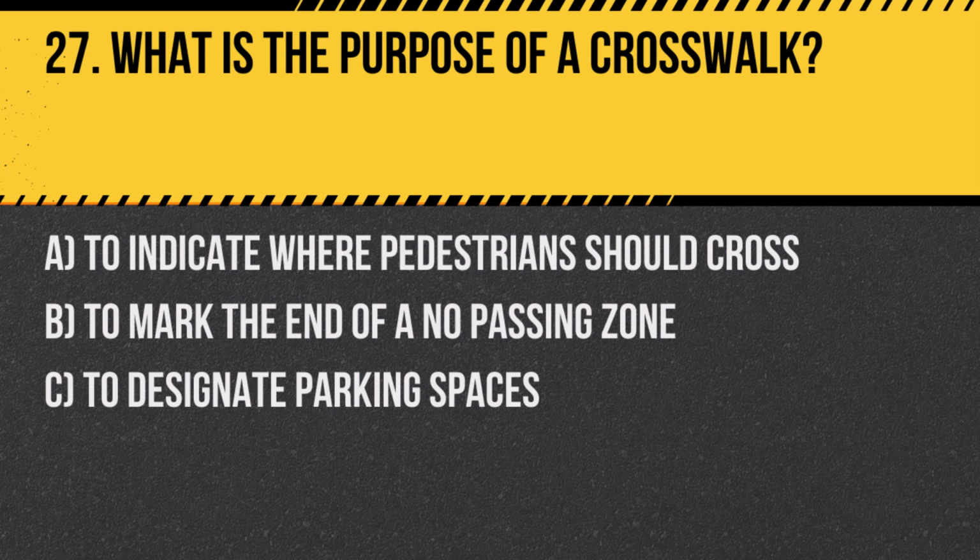Question 27. What is the purpose of a crosswalk? A. To indicate where pedestrians should cross. B. To mark the end of a no passing zone. C. To designate parking spaces.